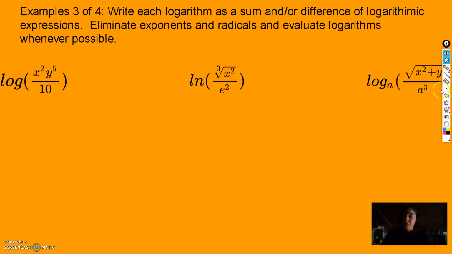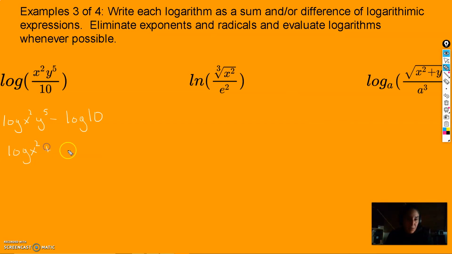Alright, example 3. So this is another type. Write each logarithm as a sum or difference of logarithmic expressions. Eliminate exponents and radicals and evaluate logarithms whenever possible. So we need to not only split it, but now we also need to get rid of all the exponents. Anytime you see a quotient, think subtraction. So this would be log of numerator minus log of denominator. Okay, I'm going to split this again because these are a product.